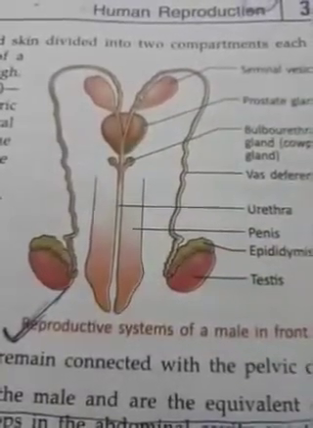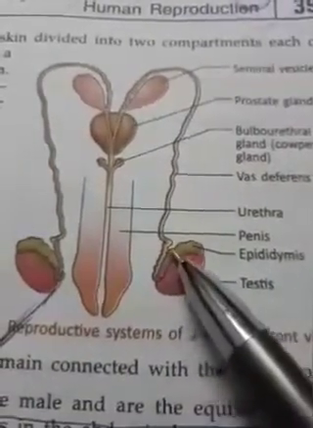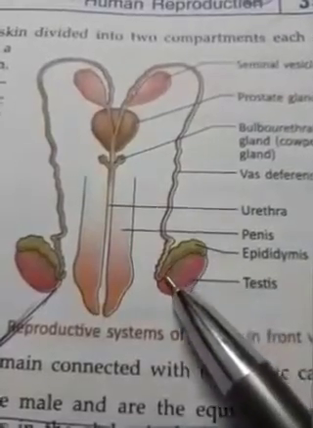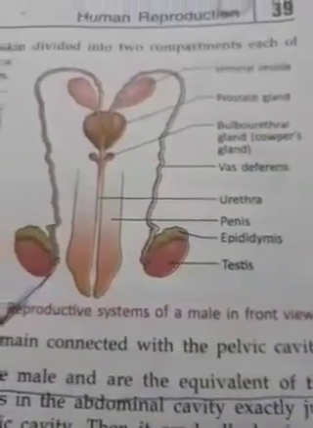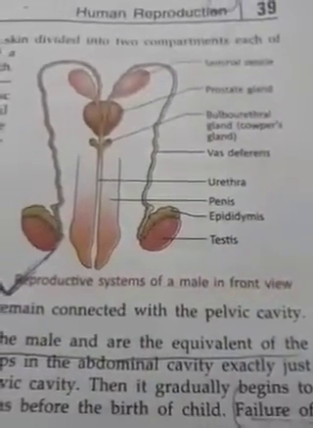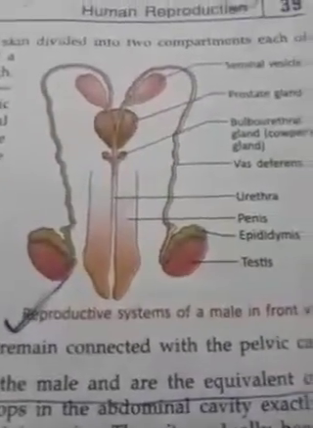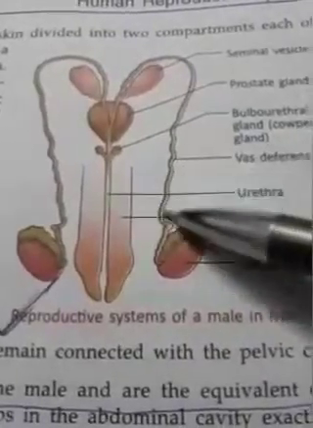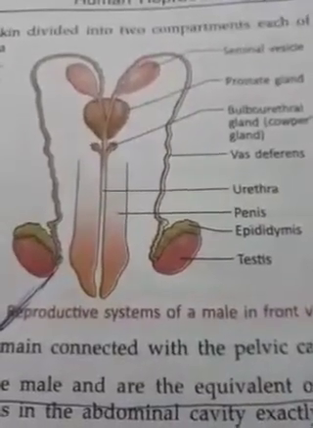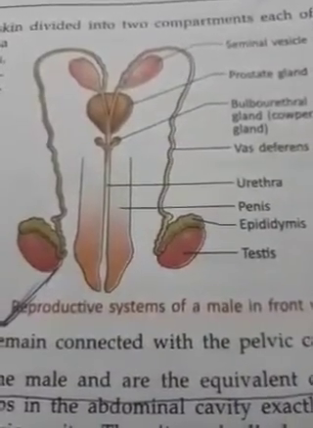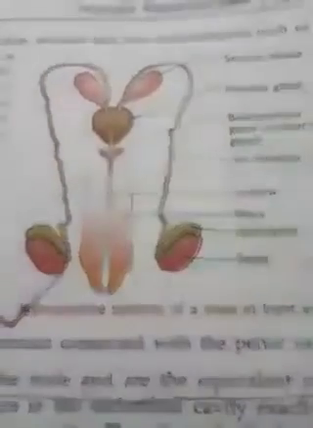Next comes the epididymis. Here you can see, right on top of the testis, these greenish colored coiled structures. These are the epididymis. They are convoluted tube-like structures found on the top part of the testis, and they are continuous with the vas deferens. The main function of the epididymis is to provide nourishment to the sperm while it is being produced inside the testis.